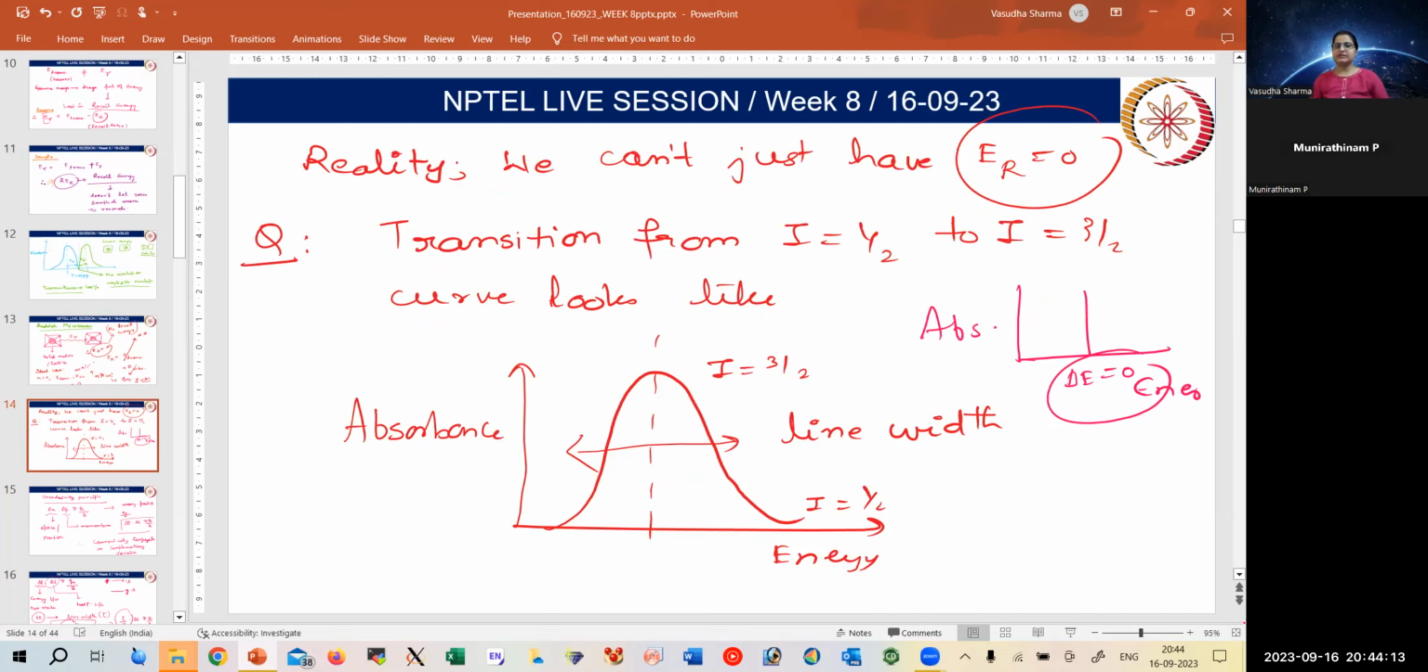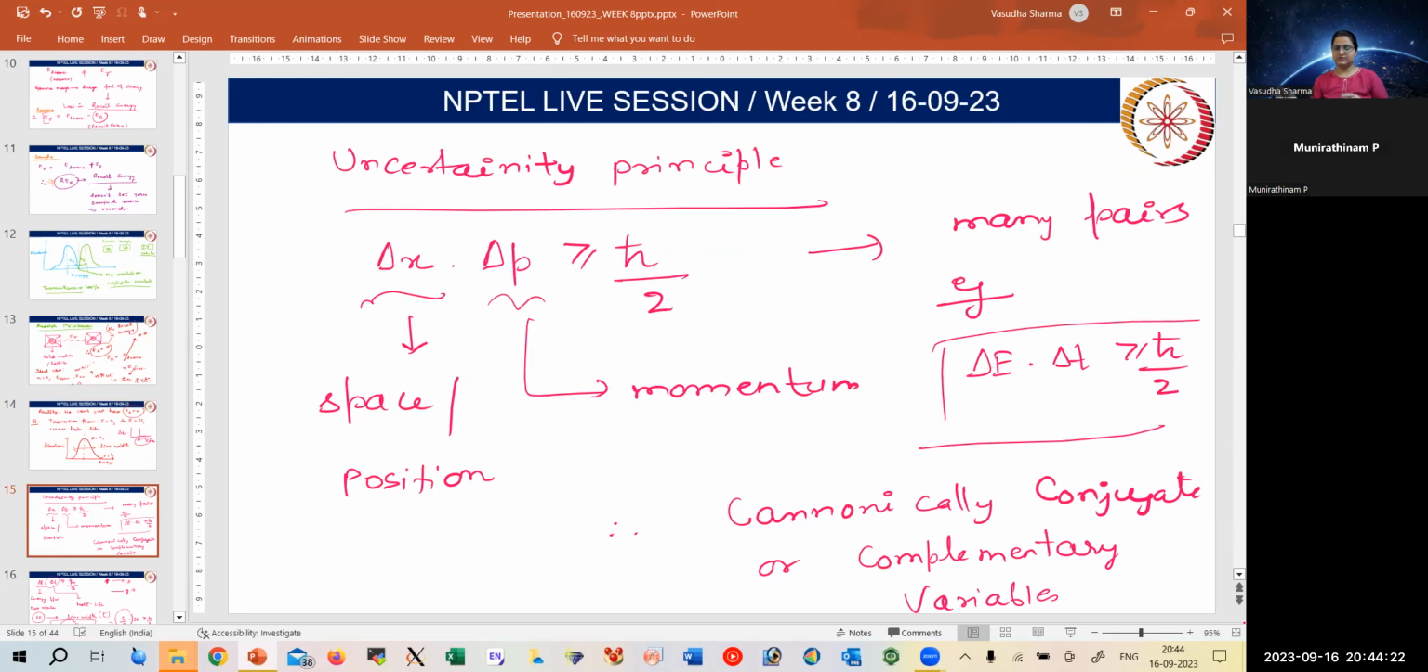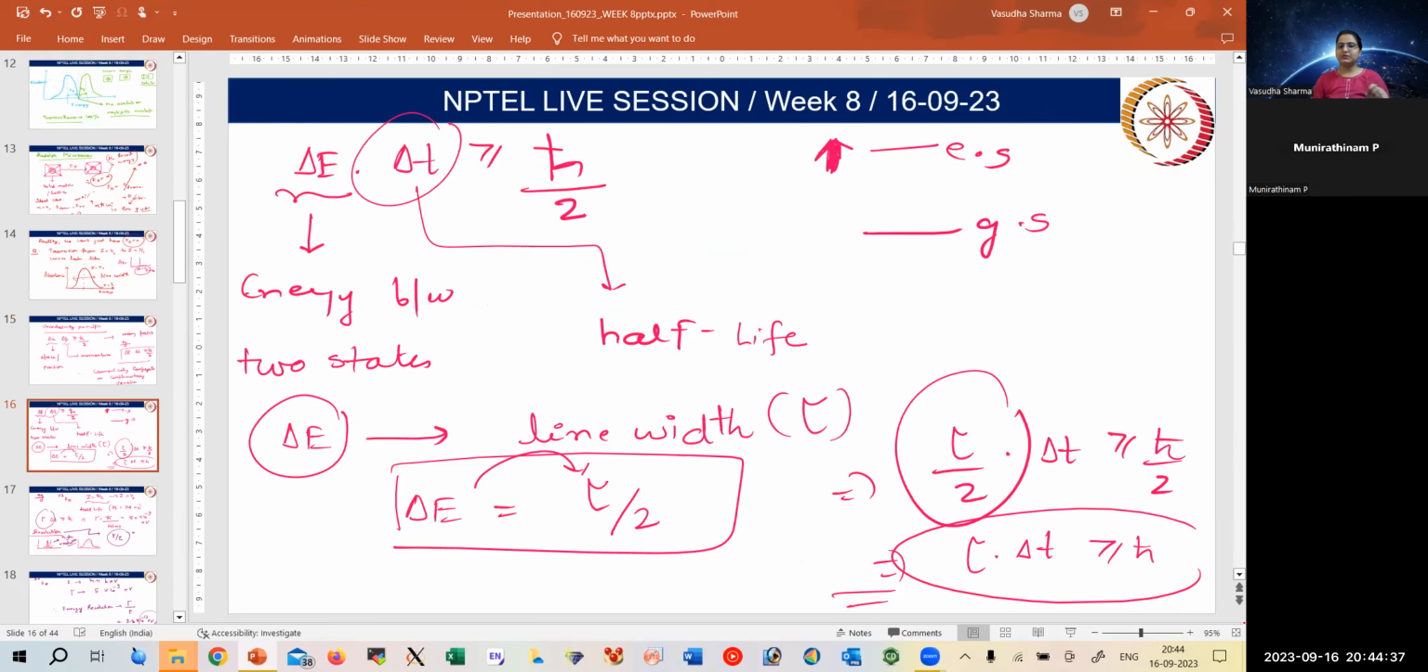Now, why do we say that the absorbance versus energy spectrum looks like this, and not as a straight line? Because there would be a certain line width, which we relate by using the uncertainty principle. The way we have position and momentum as h cross by 2, similarly, we have delta E into delta T. Delta E is the energy between the two states and delta T is the half-life of that particular state. And we can relate the delta E with the line width, that means the line width of that graph.